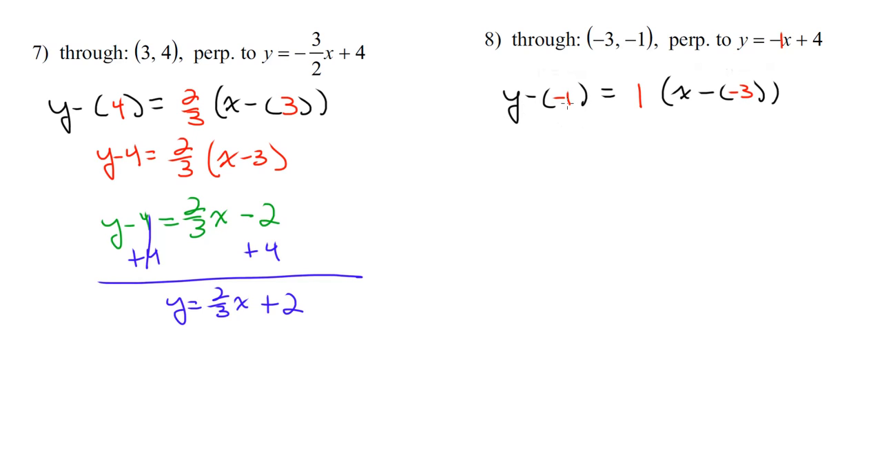So y minus negative 1 becomes y plus 1, and 1 times anything is that thing, right? So we don't even need to write the 1 anymore. X minus negative 3 is x plus 3. And then finally, we just subtract 1 from both sides. And our equation is y equals x plus 2.